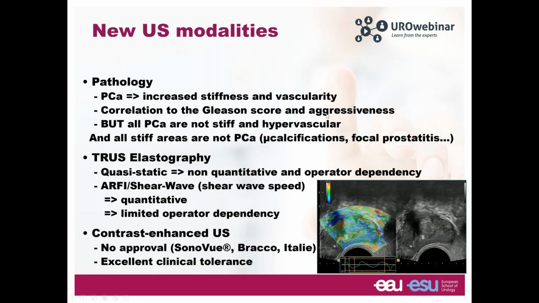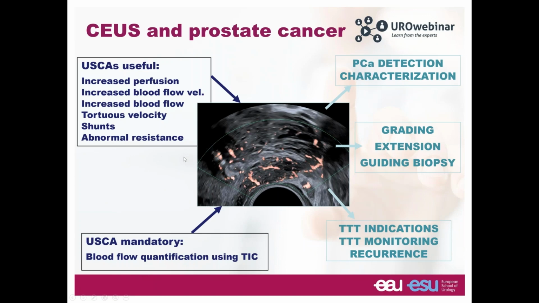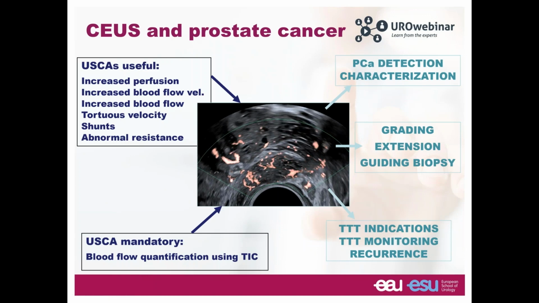identification. Now going to new modalities, we have clearly two kinds of approaches. One is elastography, and the second one is contrast enhanced ultrasound. We will start with the contrast modes. Why? Because we know that prostate cancer is a very stiff lesion with increased vascularity, and we know also that there is correlation between the Gleason score and aggressiveness. But unfortunately, as you will see, not all cancers are very stiff or hypervascular, and not all stiff lesions are prostate cancer. So what can we do with contrast enhanced ultrasound?